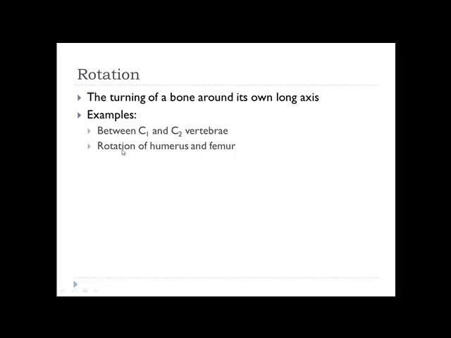With our rotation, like I said, your head turning on its axis, the atlas turning on the axis. So you remember, the axis is going to be C2. The atlas is going to be C1. The axis, C2, will have that little pointy projection sticking up that will act as a guide so your head can rotate.